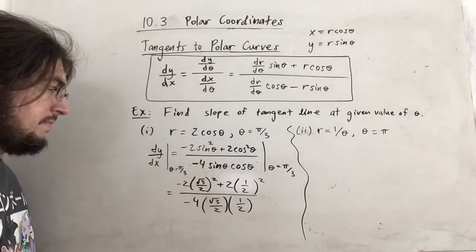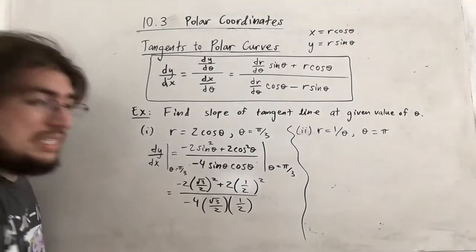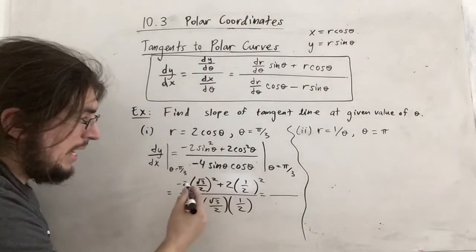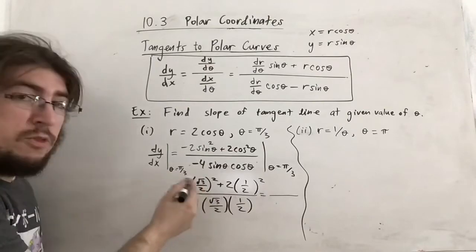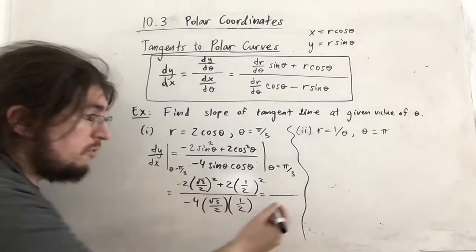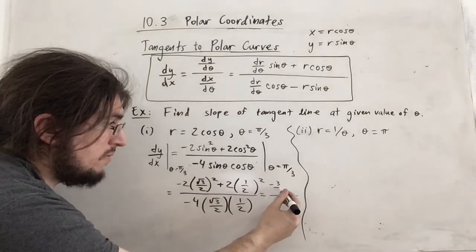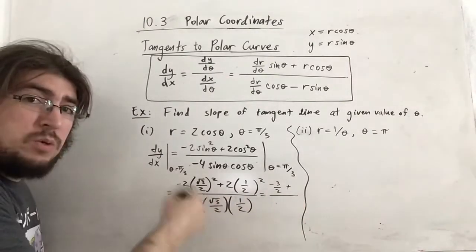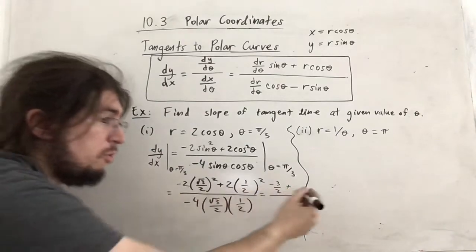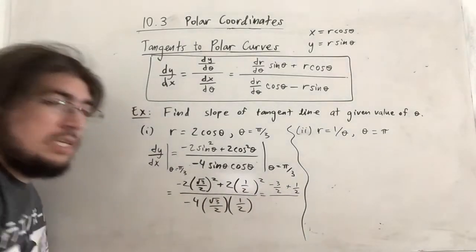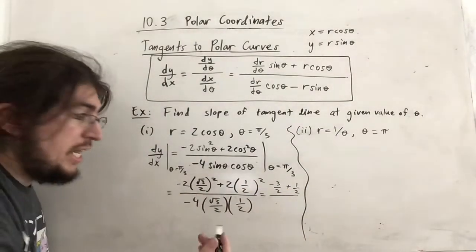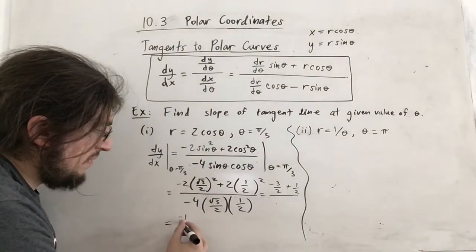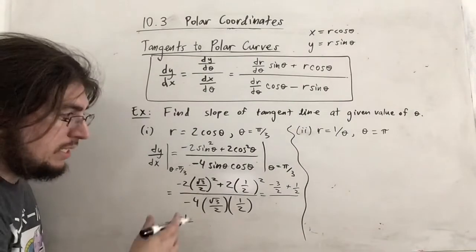What do you get? Well, let's see, I don't have too much space, but up on top, I get negative 2 times, if you square this, you get 3 over 4. 2 times 3 over 4 is just 3 over 2, so that's negative 3 over 2. Plus, well, 1/2 squared is 1/4 times 2 is 2 over 4, which is 1 over 2. So negative 3 over 2 plus 1 over 2 is just negative 2 over 2, which is negative 1 up on top. So on the top we have negative 1. That's what that simplifies to.